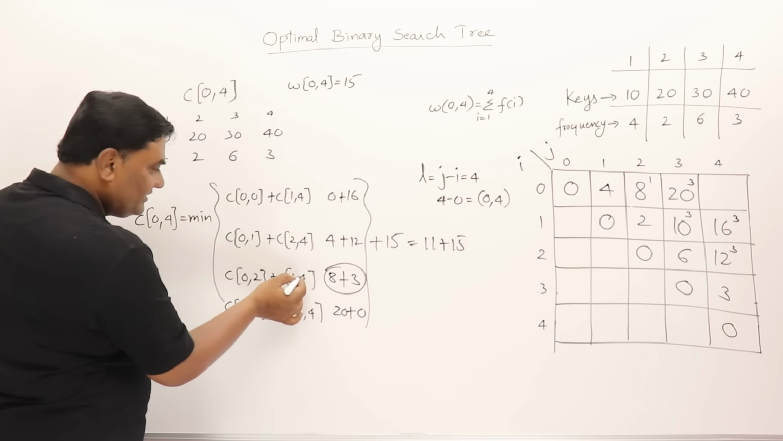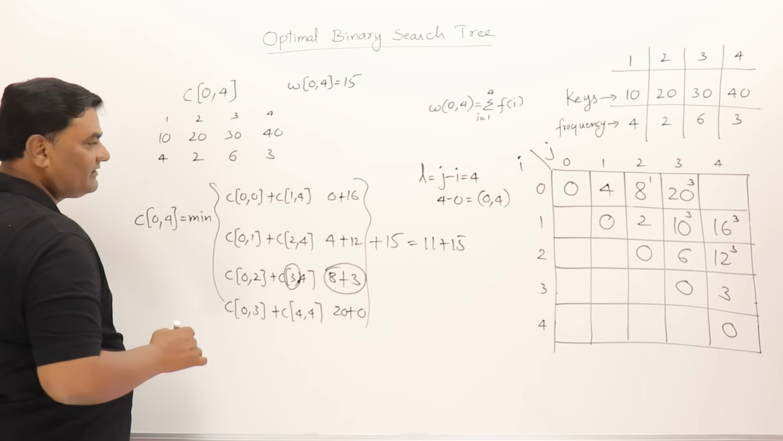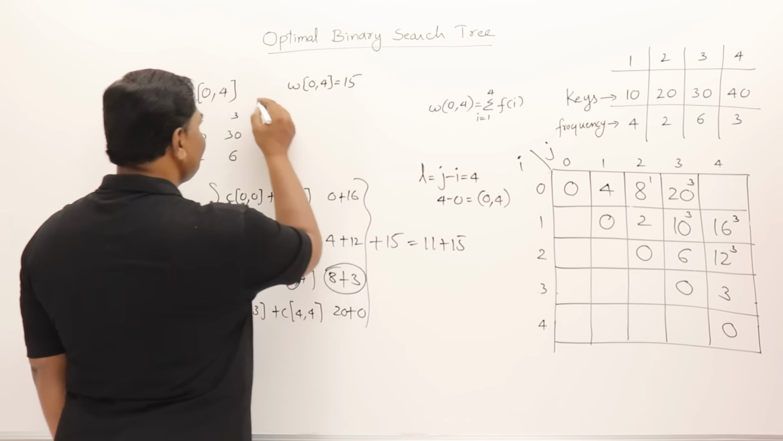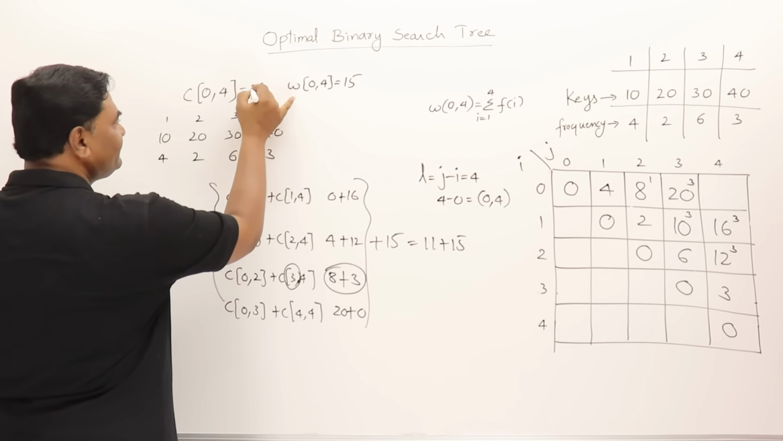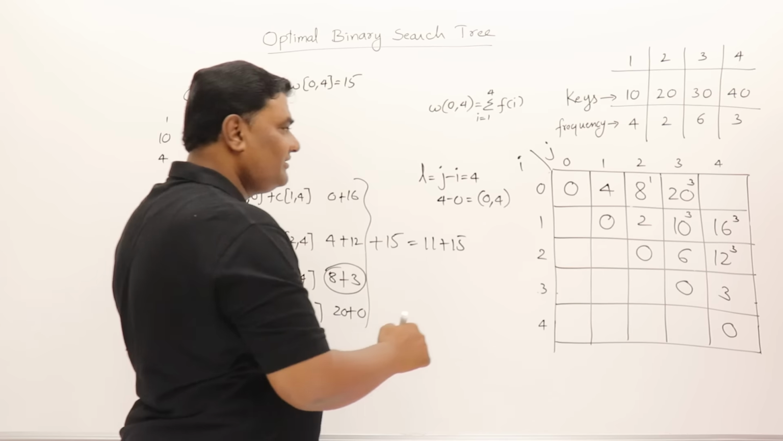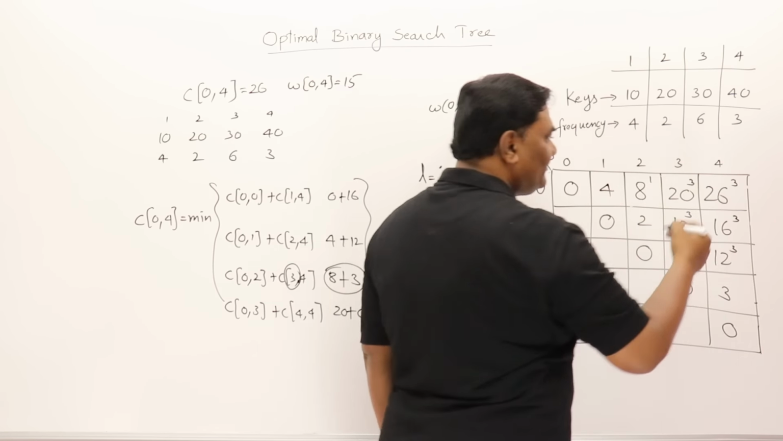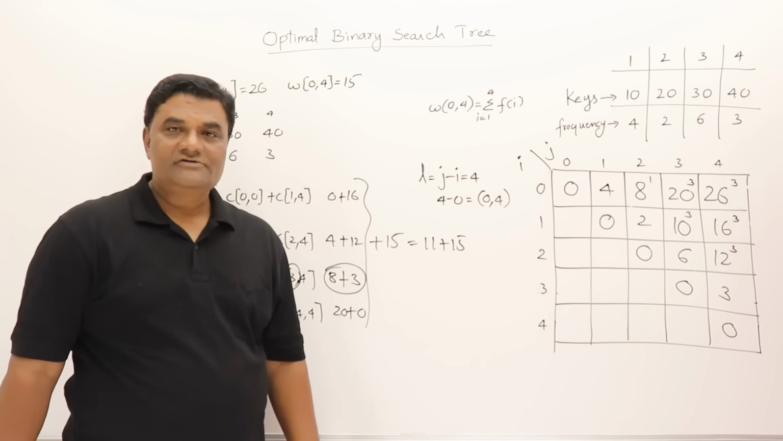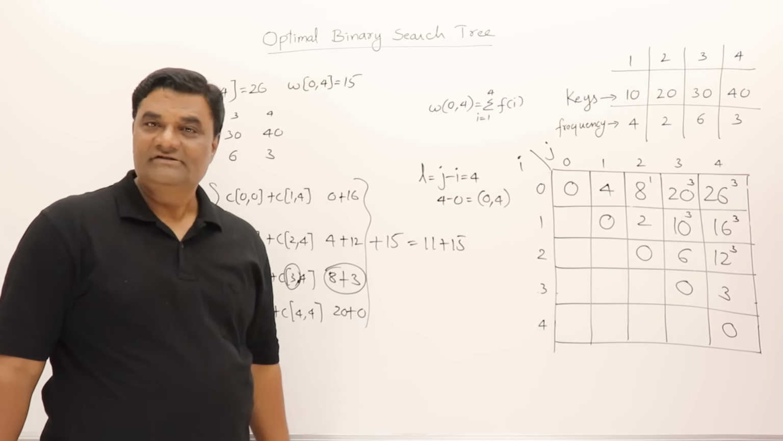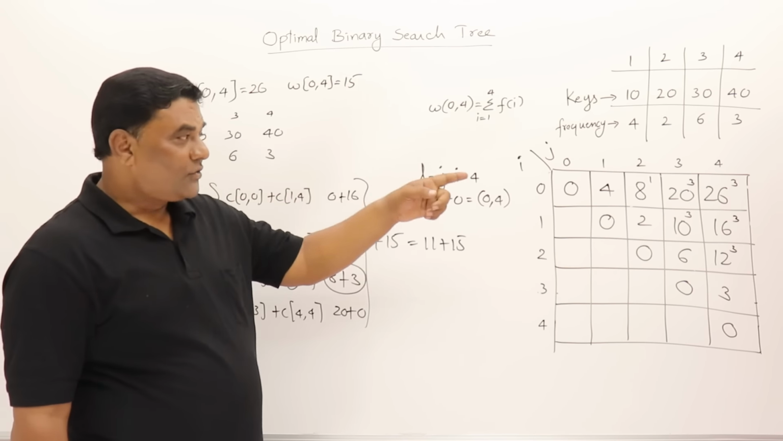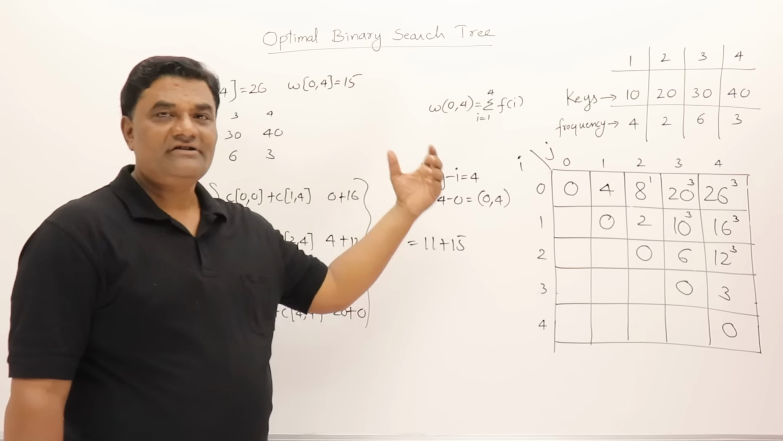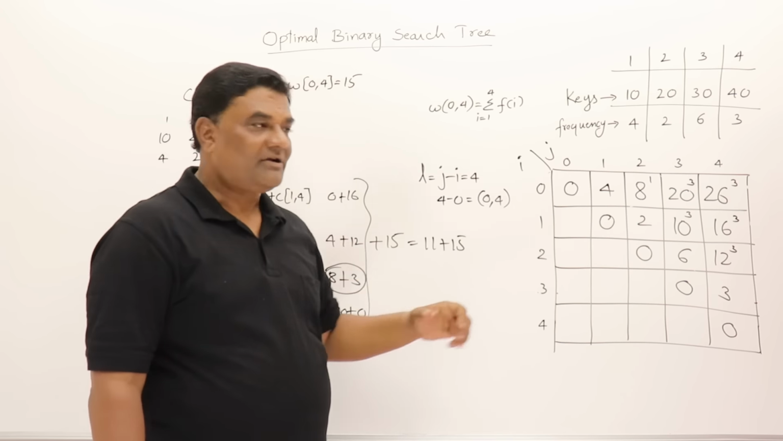And who is a root here? 3 is a root here. So the cost is 26 and 3 is a root. So the cost of the optimal binary search tree is 26 and the root is 3. Now I have to generate a tree. Let us generate a tree from this data.